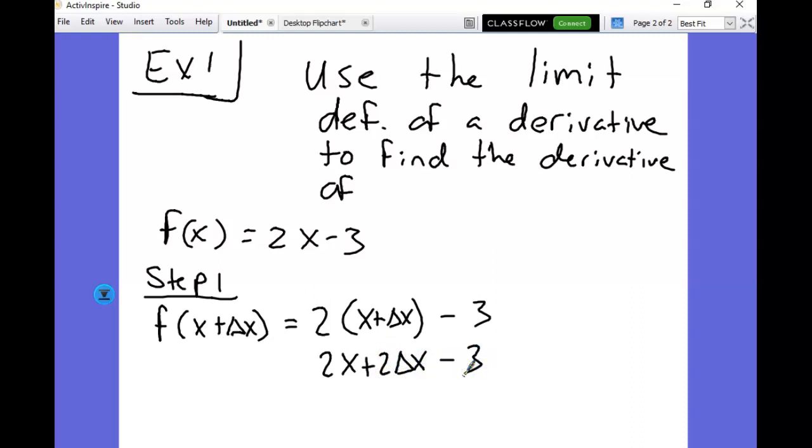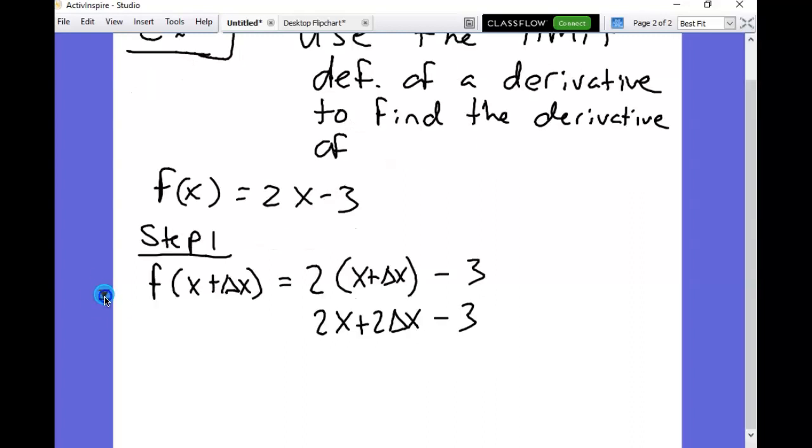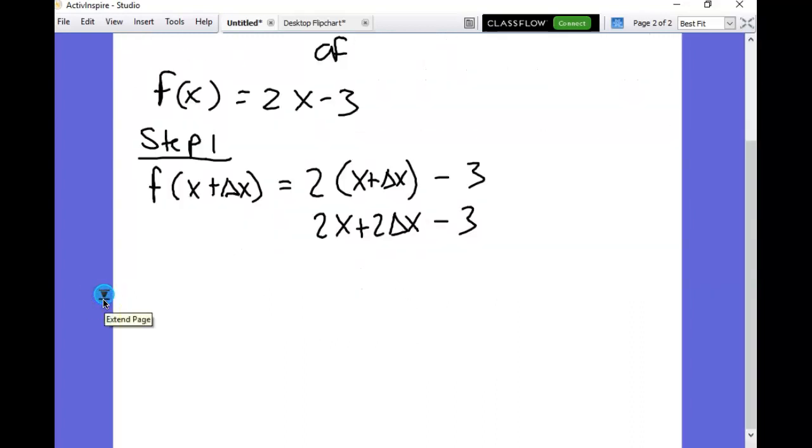Okay? So now that I know my y2, I'm ready to use my limit definition of a derivative. y2 minus y1 over x2 minus x1. But we're not going to use the algebra one. We're going to use our new calculus one, our new fancy formula.